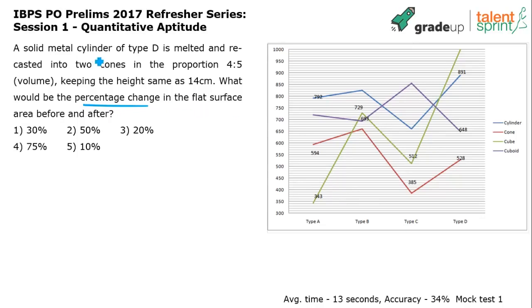Here the type of objects involved are cylinder and cones. So you need to know what is a flat surface, right? Flat surface is where there is no curvature, right? So we have to find out the percentage change in the flat surface before and after. So some transformation has happened here. A cylinder of type D is converted to 2 cones in the proportion of 4:5, keeping the height as 14 centimeter.